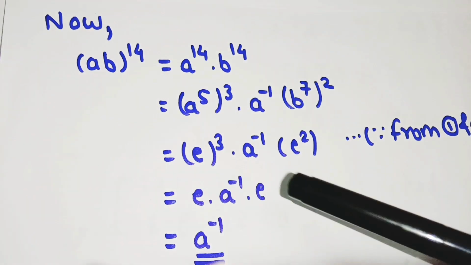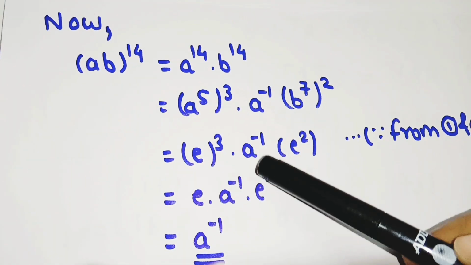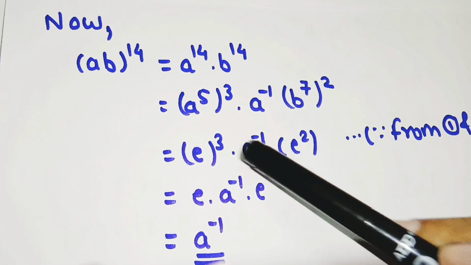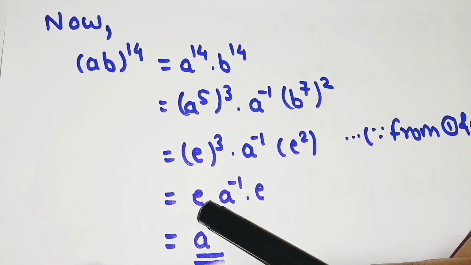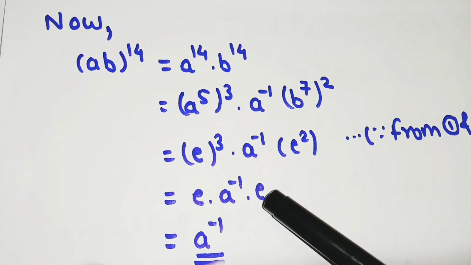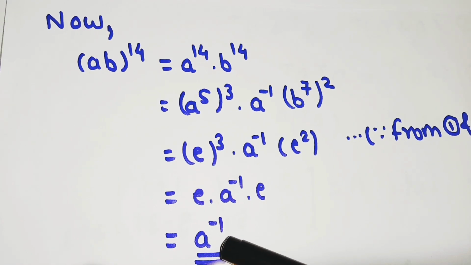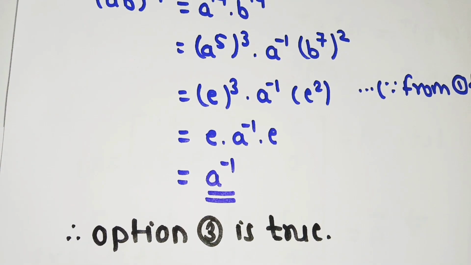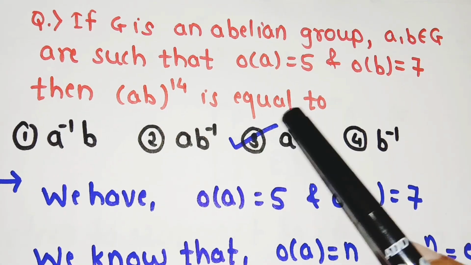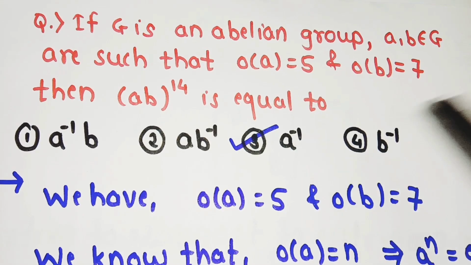Therefore, we get e raised to 3 into a inverse into e raised to 2. e raised to 3 is nothing but e, and e raised to 2 is nothing but e, because it is an identity element. Therefore, the product is obviously a inverse. Therefore, option 3 is true, that is, a inverse.